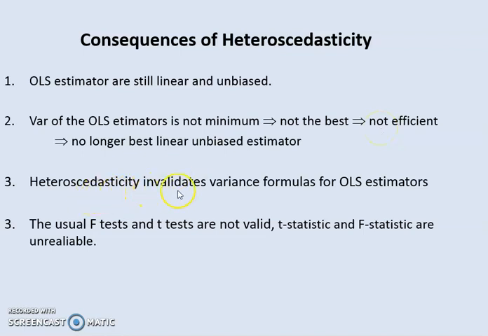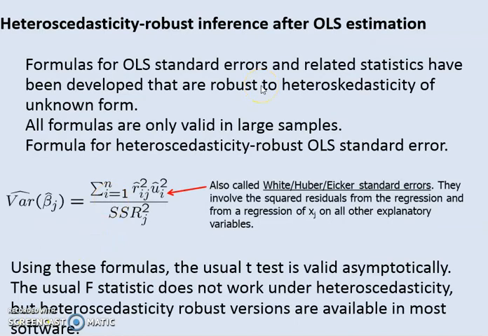Heteroscedasticity also invalidates variance formulas for the OLS estimators. Because of this, the usual F-test and T-test are not valid, whereby the T-stats and F-stats are unreliable. Since the T-stats and F-stats are unreliable, formulas for OLS standard errors and related statistics have been developed, whereby they will be robust to heteroscedasticity of unknown form, and all the formulas are valid in large samples.